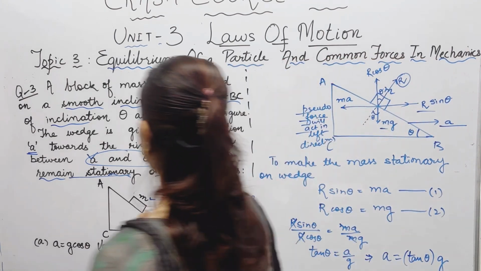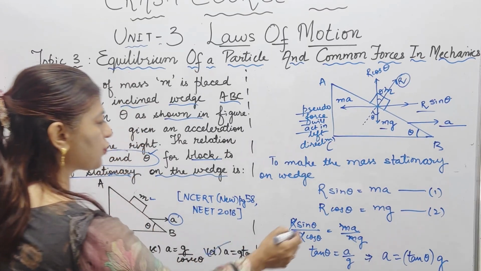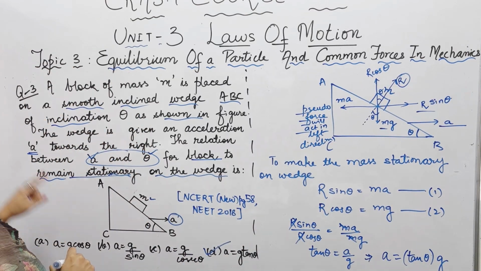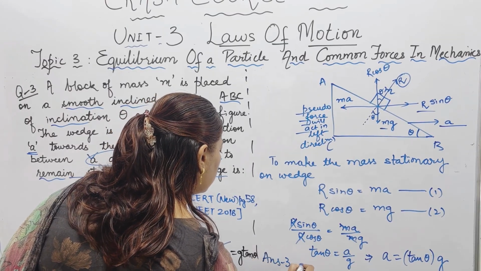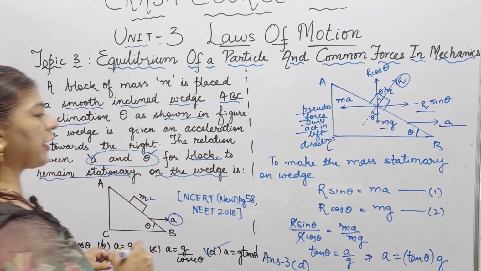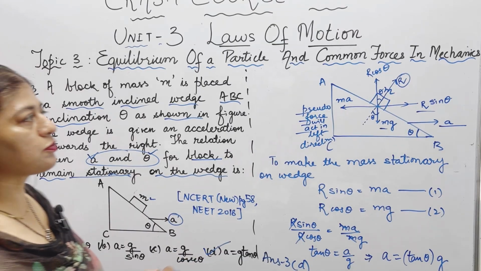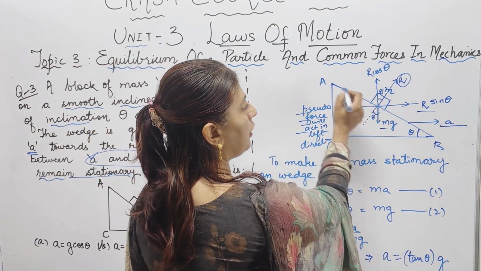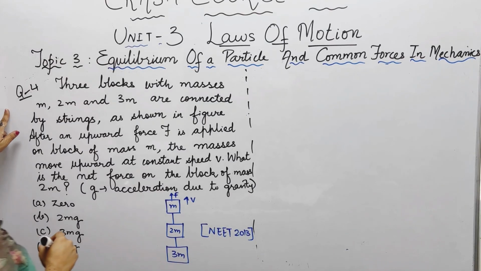Now if we look at the options, option number D goes with the result. So the answer for the third is option D. If a is equal to g tan theta, in this case this block will remain stationary on this wedge. Now question number 4.